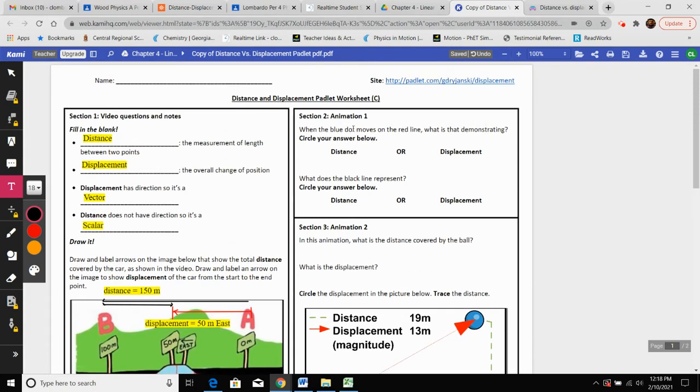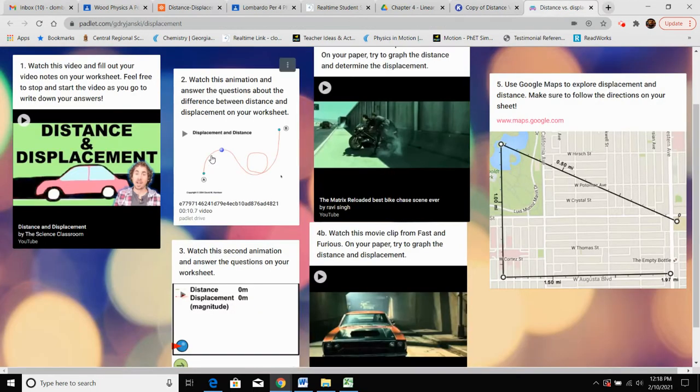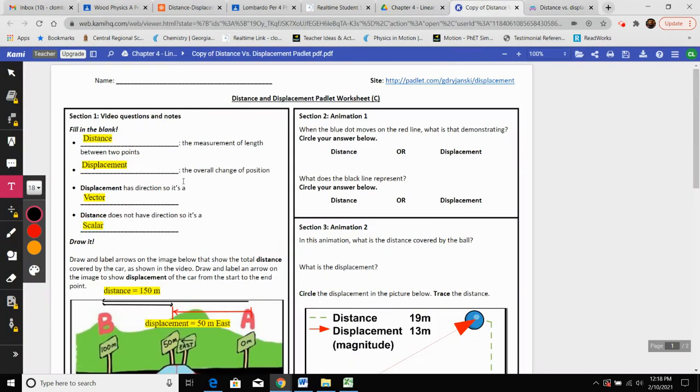In the second video, the blue dot goes moving around. The blue dot goes around this red path, all squiggly wiggly. That is the total distance that this thing actually travels. And then they show a line from point A to point B, a straight line representing the displacement of the object. So the blue dot on the red line is going to be our distance.